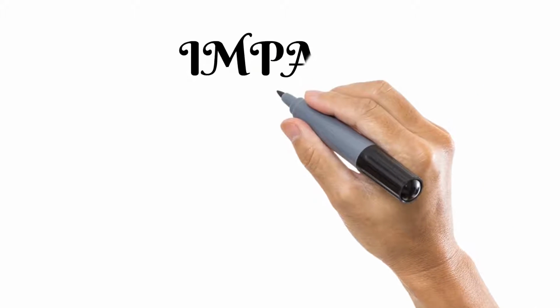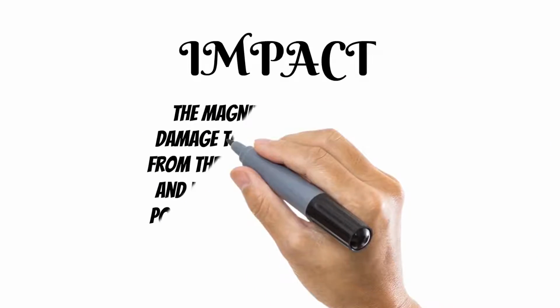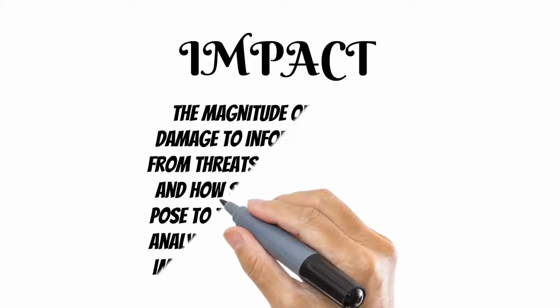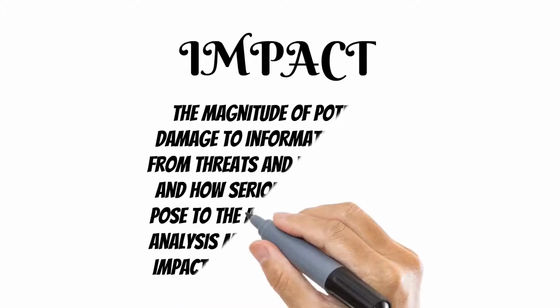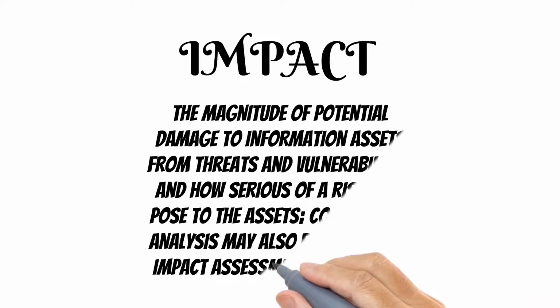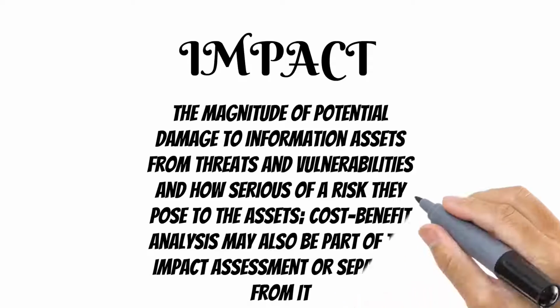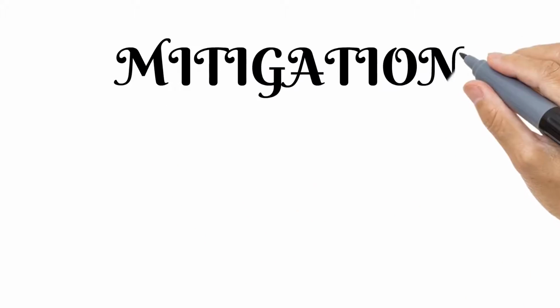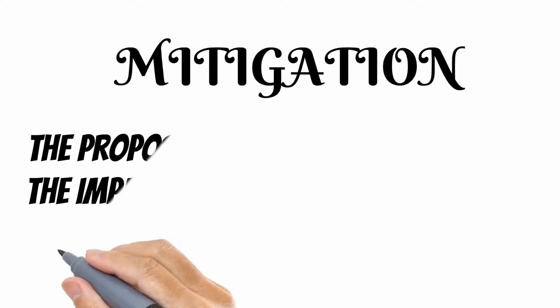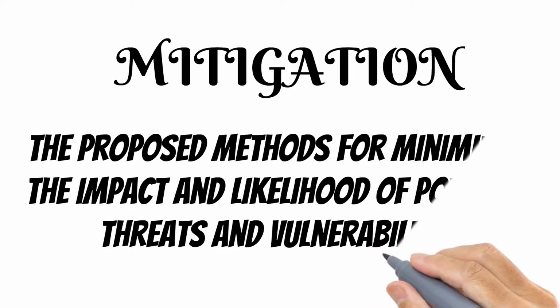Impact and likelihood: the magnitude of potential damage to information assets from threats and vulnerabilities, and how serious of a risk they pose to the assets. Cost-benefit analysis may also be part of the impact assessment, or separate from it. Mitigation: the proposed methods for minimizing the impact and likelihood of potential threats and vulnerabilities.